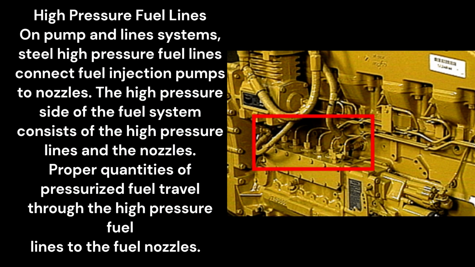High-pressure fuel lines. On pump and line systems, steel high-pressure fuel lines connect fuel injection pumps to nozzles. The high-pressure side of the fuel system consists of the high-pressure lines and the nozzles. Proper quantities of pressurized fuel travel through the high-pressure fuel lines to the fuel nozzles.